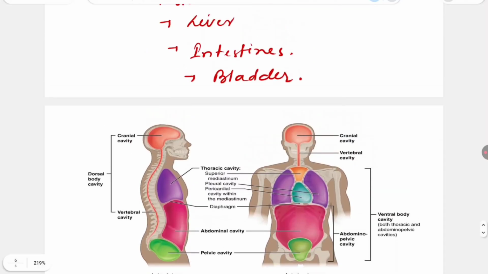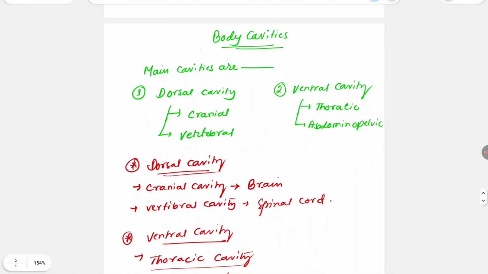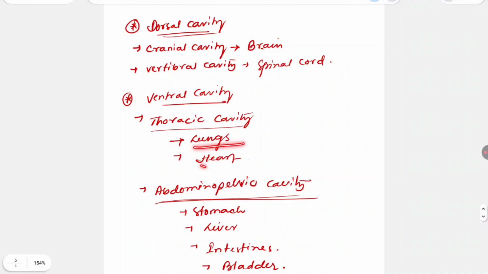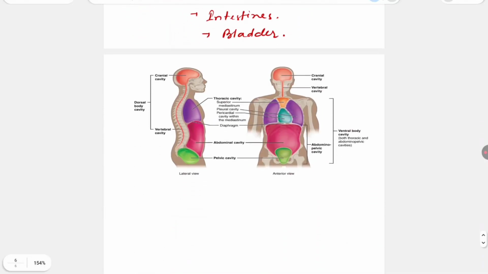Now body cavity understood, everyone? So total body cavities is two. First is dorsal cavity and second is ventral cavity. Dorsal cavity is again divided into cranial cavity and vertebral cavity. In the cranial cavity, brain will be there, and in the vertebral cavity, spinal cord will be there. And ventral cavity, thoracic and abdominopelvic. In the thoracic, lungs and heart will be there. And in the abdominopelvic cavity, stomach, liver, intestine and bladder will be there. In pictures also I showed you, and in that you can remember.